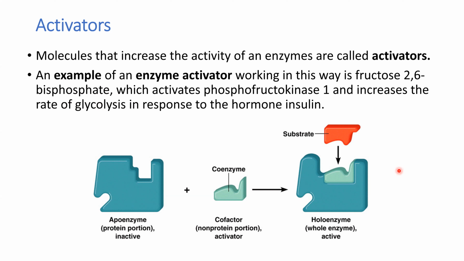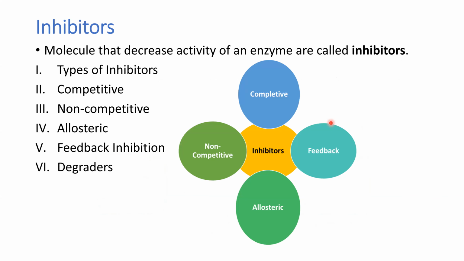So I'm using the same picture for explaining this activator. This coenzyme is working as an activator because without this coenzyme, this enzyme activity is not happening, right? This is inactive. So when we attach this coenzyme or cofactor to that enzyme, then it is able to conduct that specific enzyme activity, whatever it is, to work on that substrate and convert it into the desired product. Now, the next is the inhibitor.